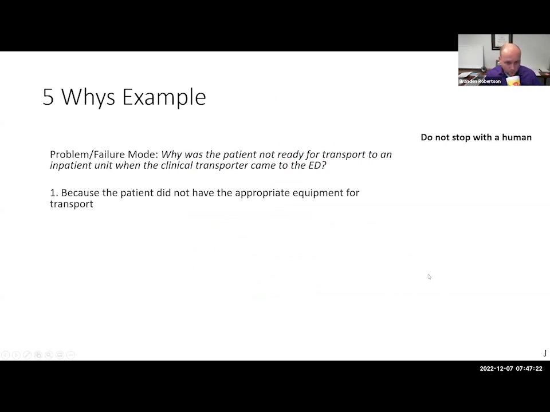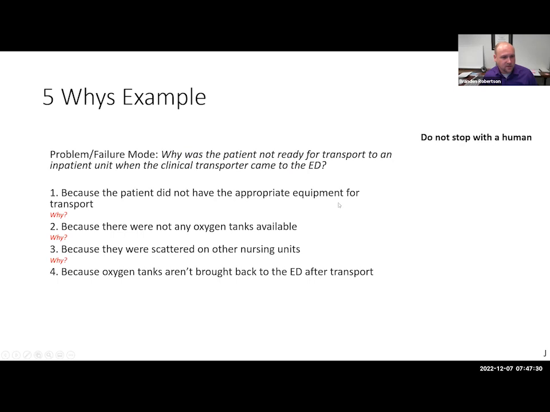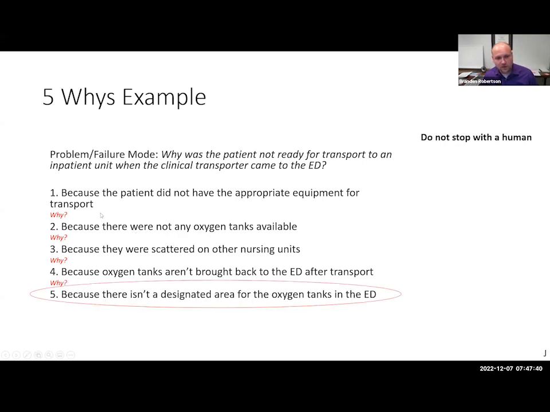So I know I'm going a little long in time, 10 or 13 minutes here, but really the moral of the story is this can be used in healthcare as a specific example as well. Something as simple as why was the patient not ready for transport, all the way down to: the patient wasn't ready for transport because there wasn't a designated area for oxygen. When you just look at the problem, you don't get there. You don't get to that solution without asking why on every question.